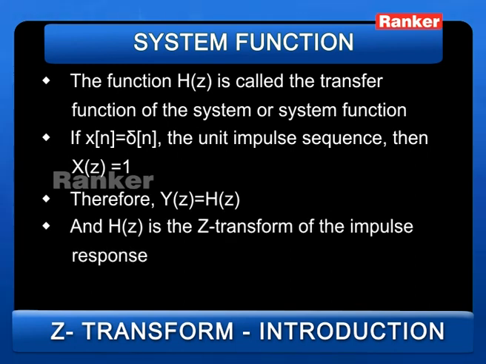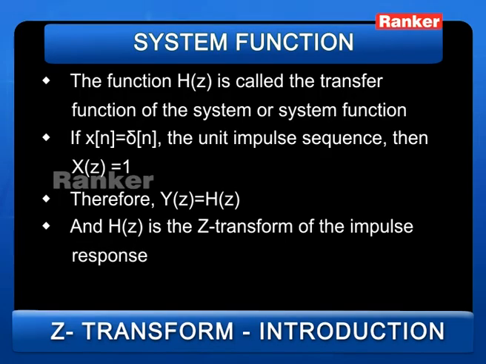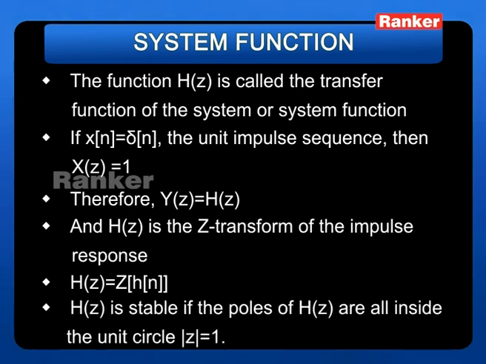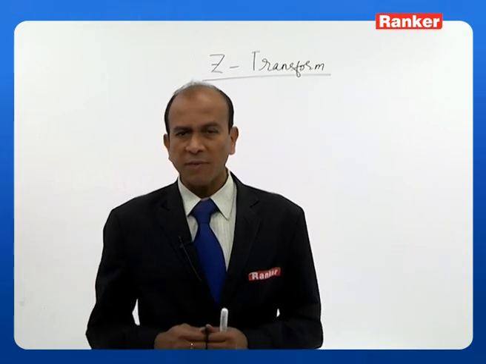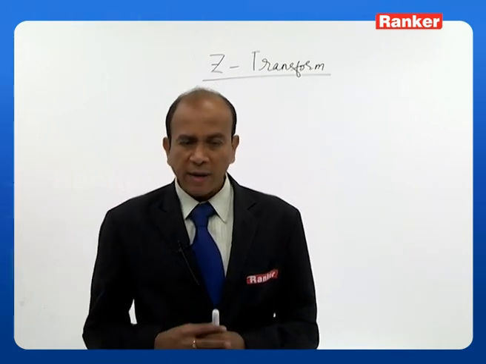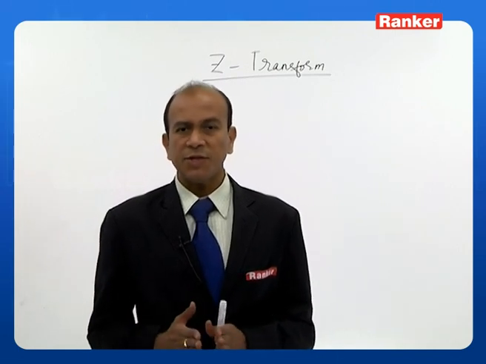And H(z) is the z transform of the impulse response. That is, if I want to calculate H(z), it is calculated easily when I know the sequence h(n). So the z transform of h(n) will give me H(z). H(z) is stable if the poles of H(z) are all inside the unit circle, mod z equal to 1. So if I know H(z) and I can calculate the poles and where they are lying, if the poles are all inside the unit circle, then the system is stable.